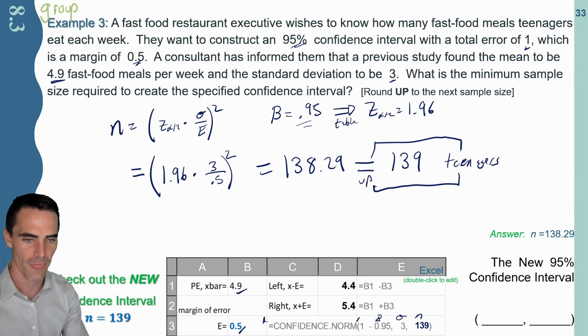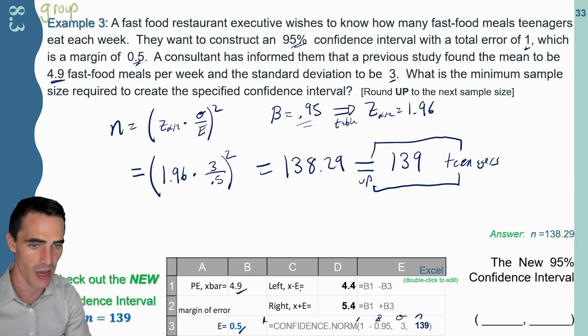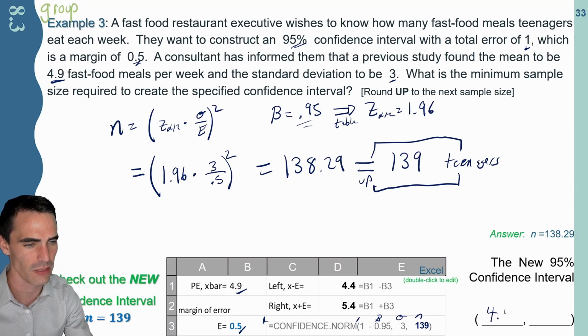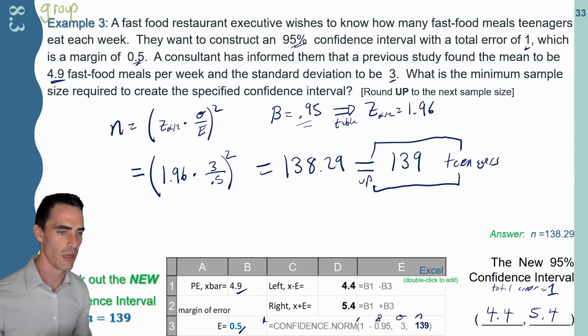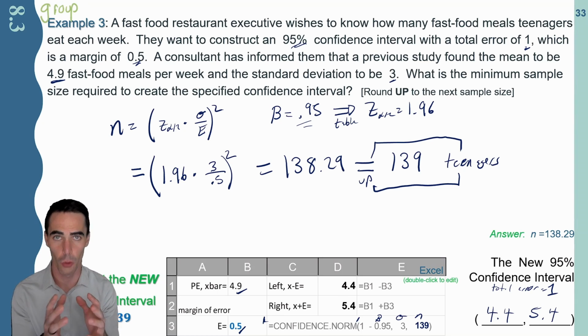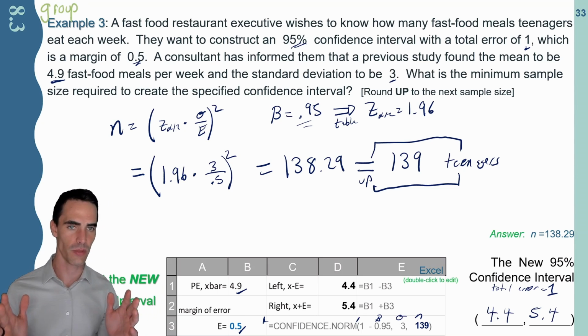Math works out. And so then if I add and subtract that to my X bar, I'll end up with this confidence interval from 4.4 to 5.4, which, look at that, has a total error of 1, just like we wanted. And so that way we can control how wide our confidence interval is going to be.